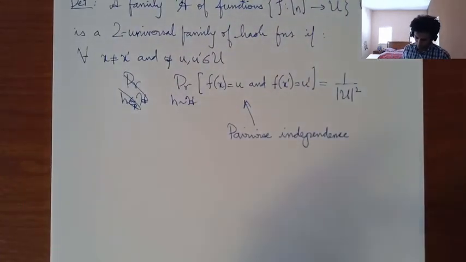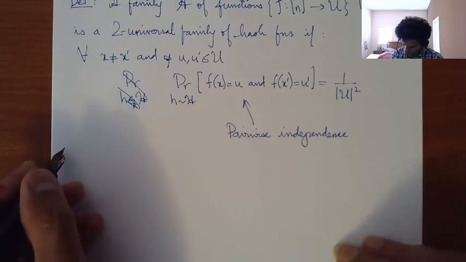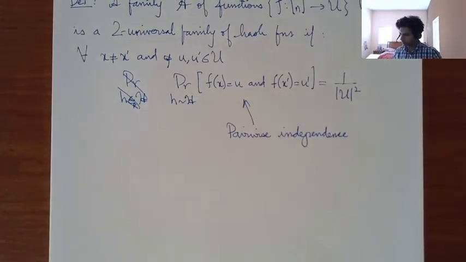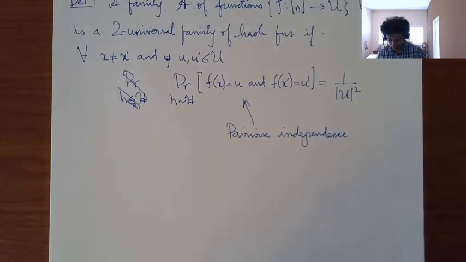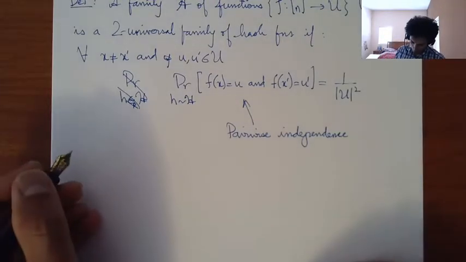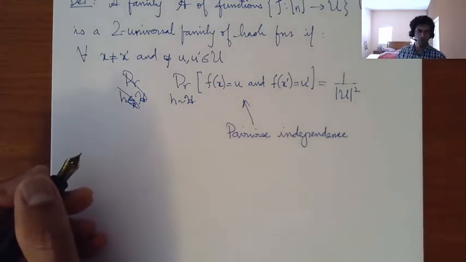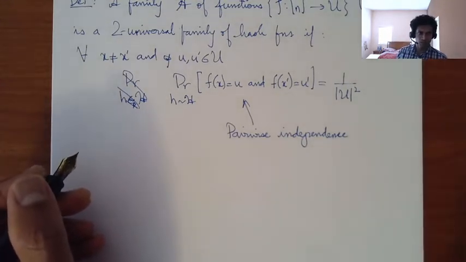Okay. In general, if we had a k universal one, we could use a k-th moment method. Basically, if you had a k universal family, you can go up to the k-th moment. So let me give you two universal families. I'm not going to prove them. I'll leave the proofs as exercises. They're not particularly difficult.